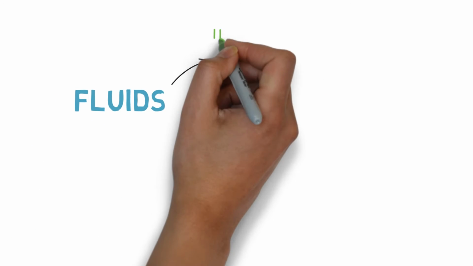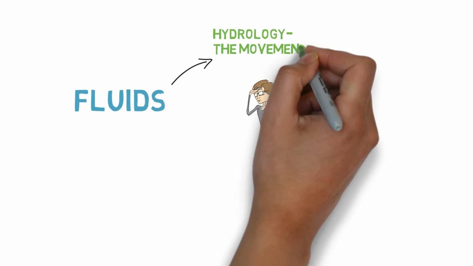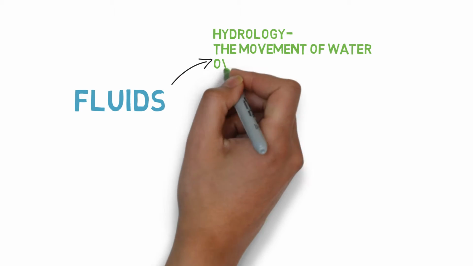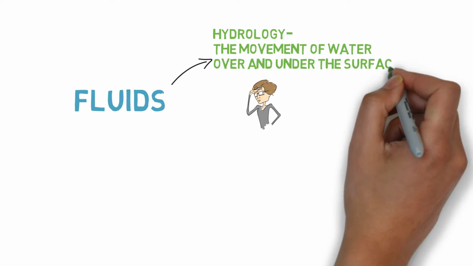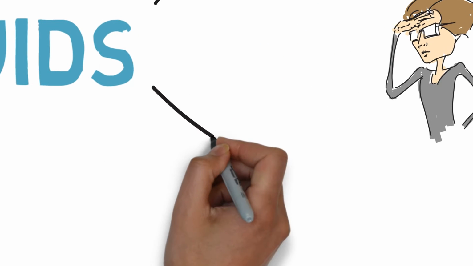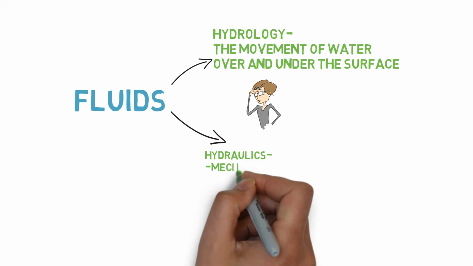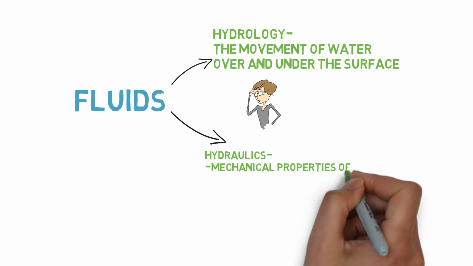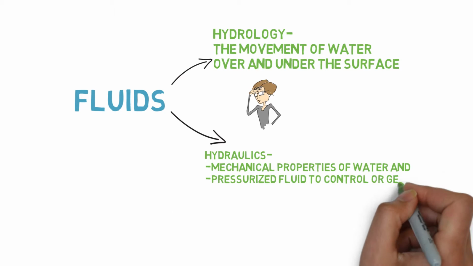The first would be hydrology. Hydrology is the movement of water over and under the surface. So whenever we study the movement of water, it's hydrology. Hydraulics, on the other hand, is the mechanical properties of water and the application of pressurized fluids to control or generate power.